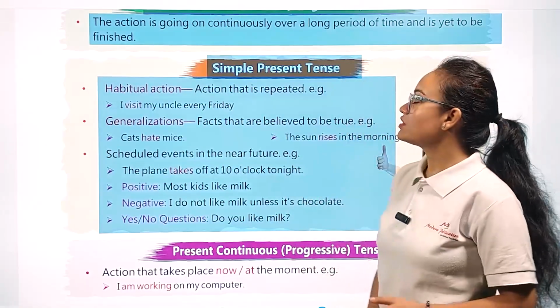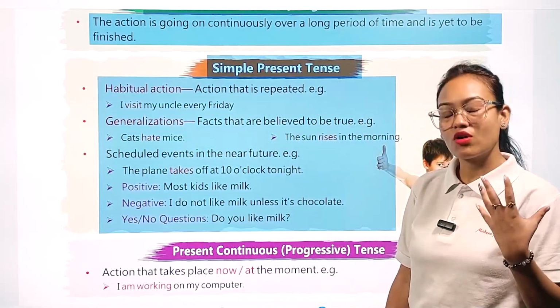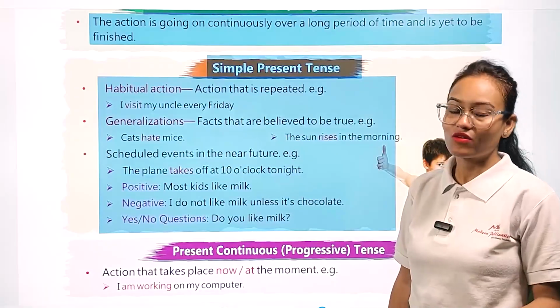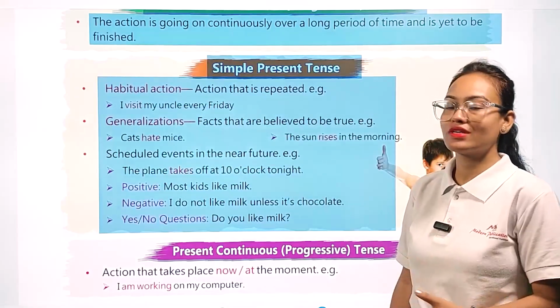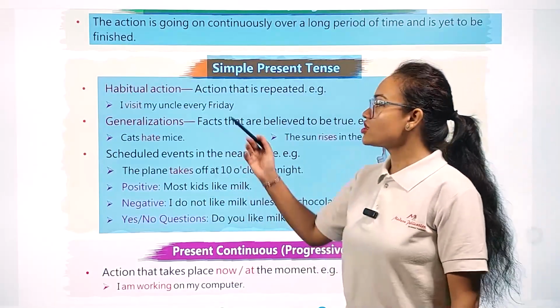So for example, you can say, I visit my uncle every Friday. So here I have a habit that every Friday I visit my uncle. It is my habit, that's why I do it habitually. So it comes under the habitual action category. Now the second one, generalization.